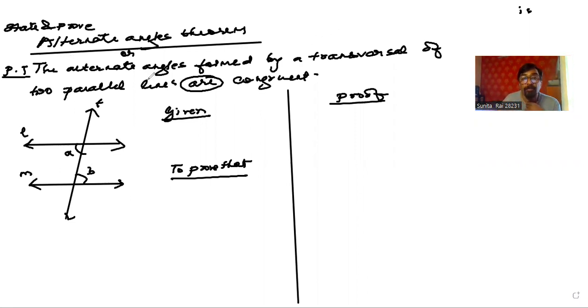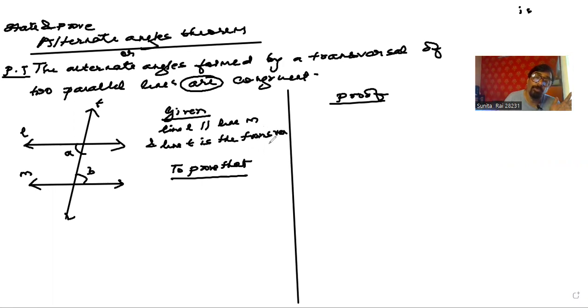Now, what is given? Alternate angles formed by a transversal of two parallel lines. That is given, but I'm not going to write it like that. I'm going to write the picture talk. Two parallel lines are given: line L parallel to line M, and line T is a transversal.